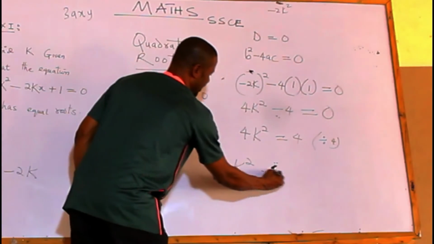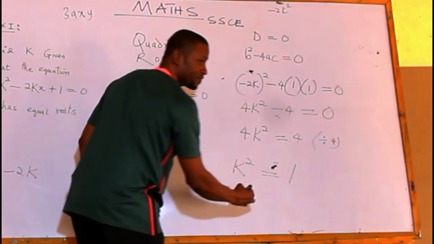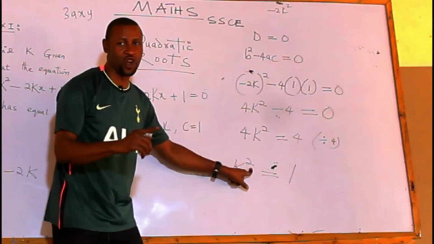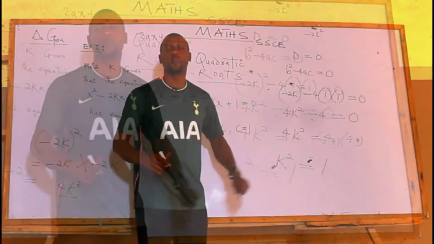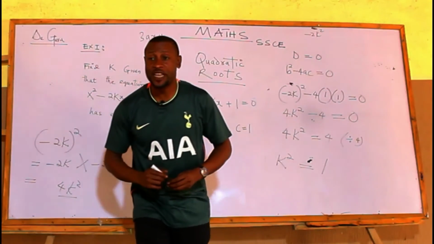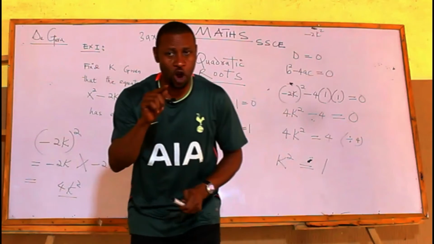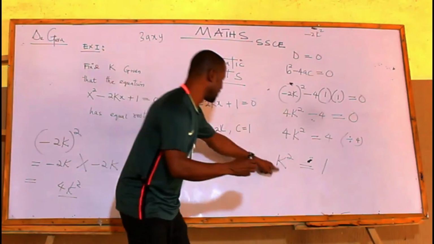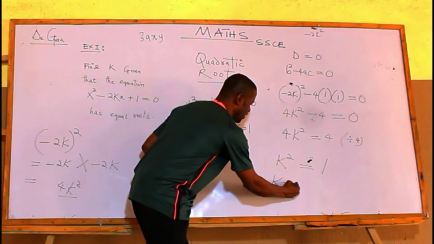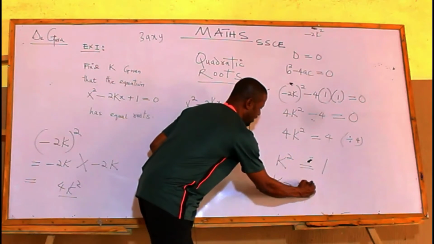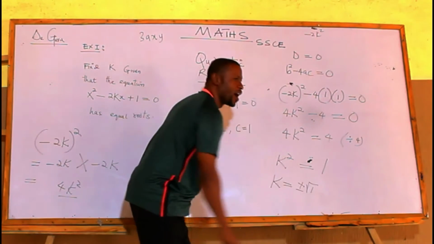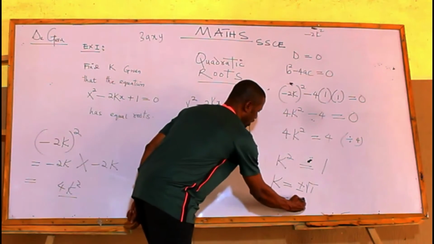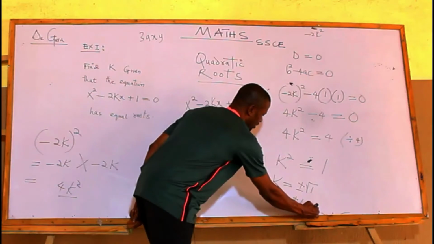k squared is equal to what, class? 1. How do I remove the square here? Taking the square root of both sides. Did I teach you that anytime you're taking square root, you must put plus or minus? Do you remember? So this place is going to be k is equal to plus or minus square root of 1. And what is the square root of 1? 1. So what is our answer now? Plus or minus 1. That's your result.